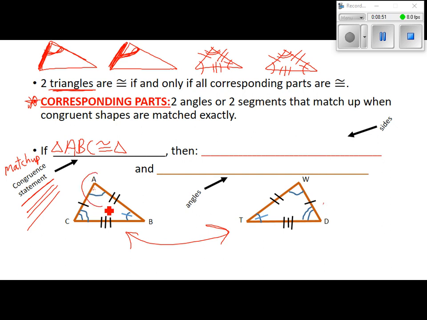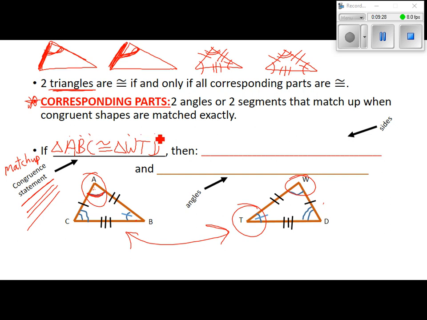I look here, angle A has the one arc in it, so it's got to match up to the one arc angle in the other one, which is angle W. So that has to come first. Then I got B. B over here matches up to T over there. So T has to come next. You have to make sure you match them up correctly. And then C has to match up to D. There's other ways that we could have named those two triangles, but you have to make sure that A matches up to W, B matches up to T, and C matches up to D.